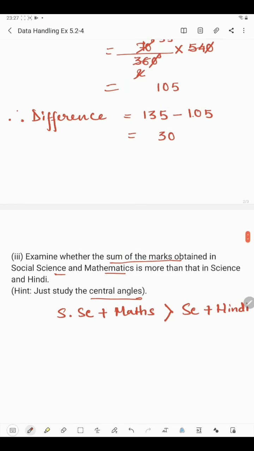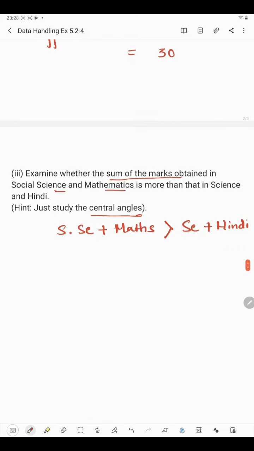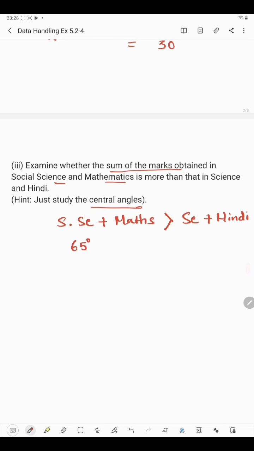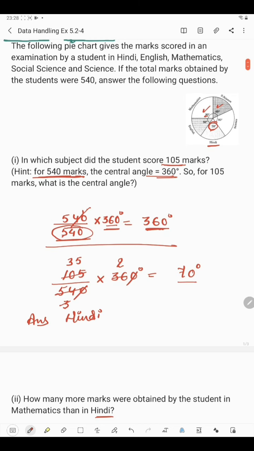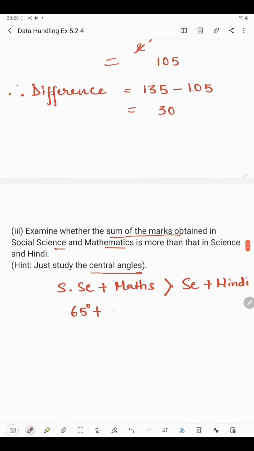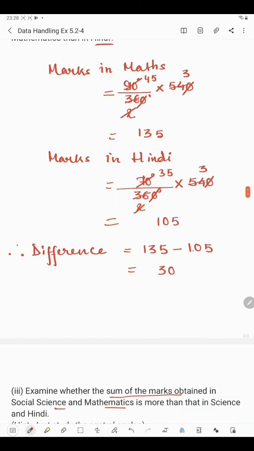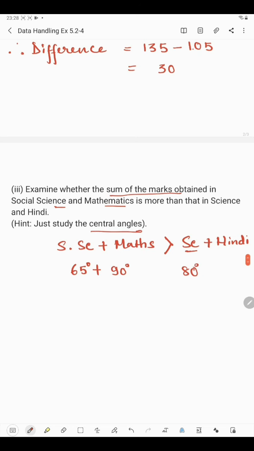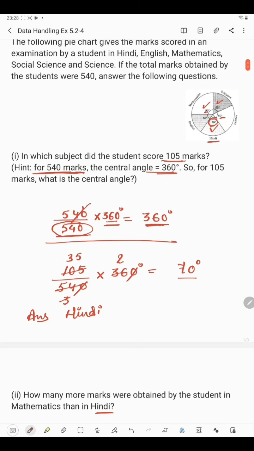Now see, if you look at the pie chart, in social science the total angle is 360 degree, right? And the part of social science out of 360 degree is 65 degree. So this is the angle for social science, and for maths it's 90 degree. Now in science we have 80 degree, and in Hindi we have 70 degree.